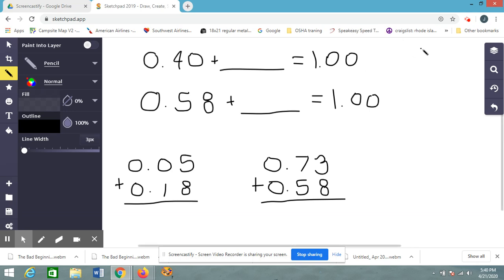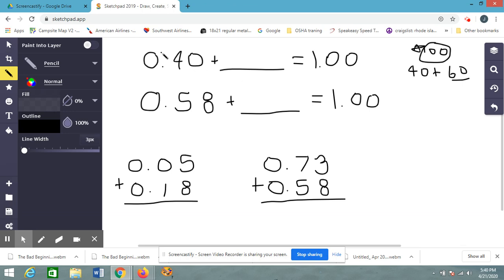Well, it's just kind of like adding. Imagine you're adding to 100. That's the best way I think of it. That's how I think about it in my head. So imagine we're adding to 100. See where I just drew here. And we have 40 hundredths. Imagine we just had 40. 40 plus what is 100? 40 plus 60. 40 plus 60 equals 100.